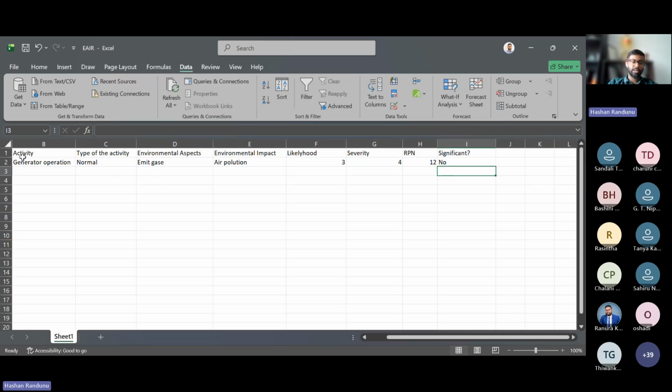So I want you to take 15 minutes and identify one particular activity, right? Identify one particular operation in your organization and list down the activities under that operation and also identify the environmental aspects and impacts and rate for that environmental aspects and impacts and identify whether the particular aspect is significant or not. So you can take 15 minutes.